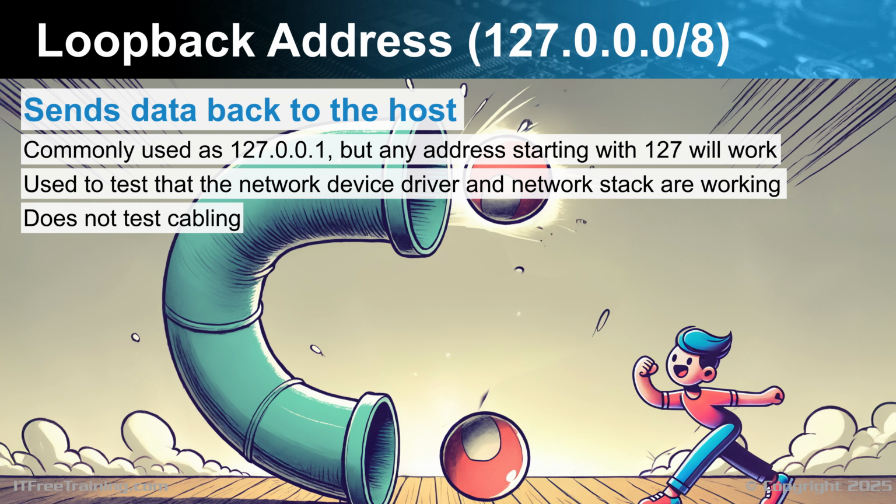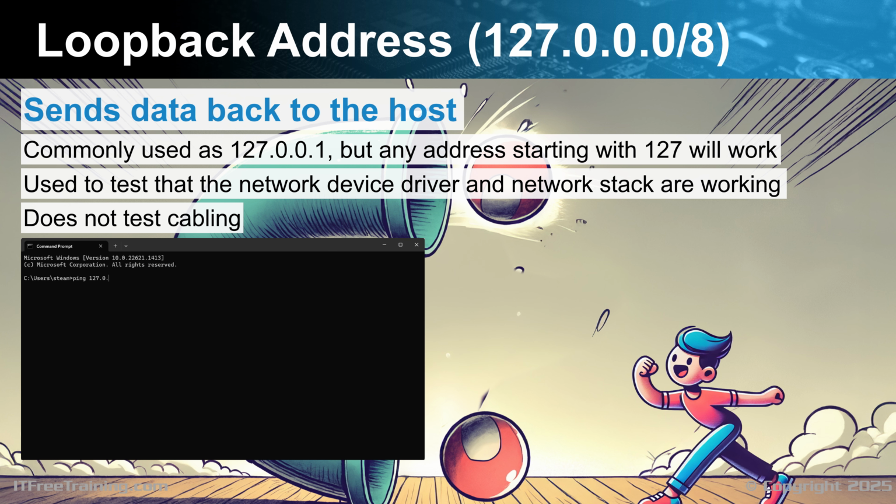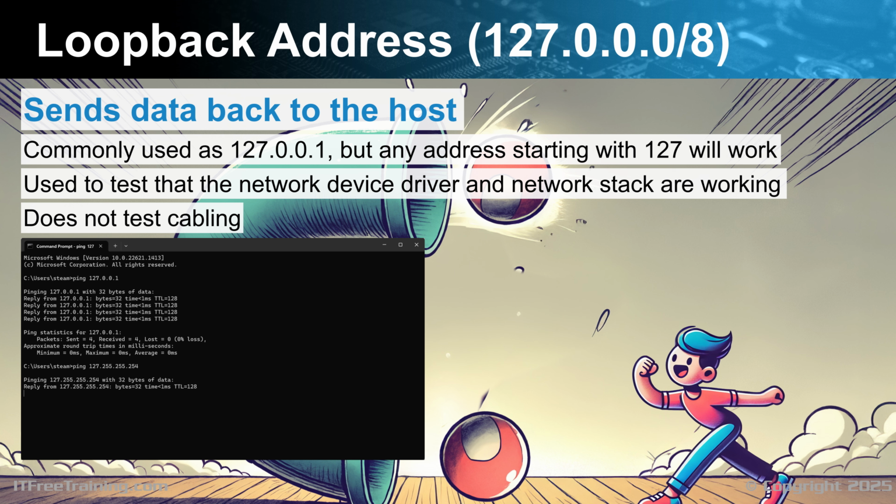To get networking to work, there are a number of layers that work together. This includes device drivers, protocols, and services. This is sometimes referred to as the network stack. The most common way to use the loopback connection is to ping 127.0.0.1. When you do this, you should get a response back. You will notice that I can also ping other addresses starting with 127, as long as the address is valid.